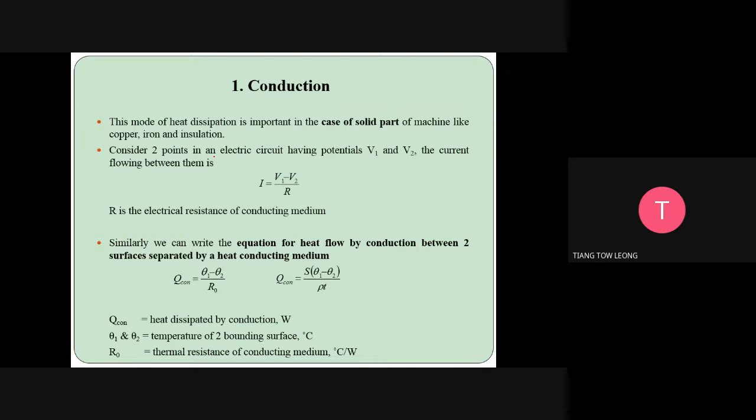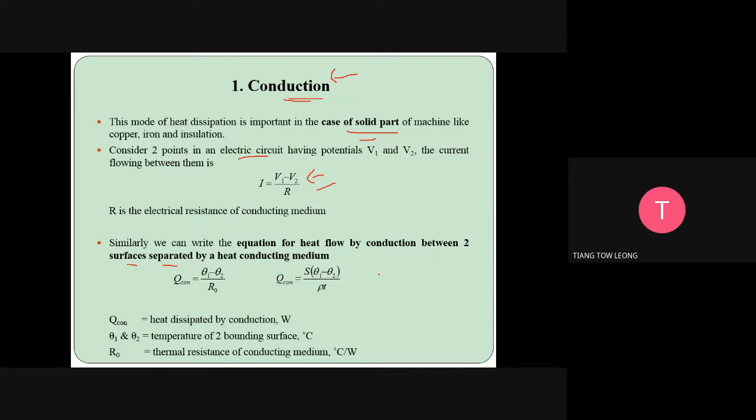So the mode of heat dissipation is important in the case of conduction. In the case of a solid part, conduction means energy transfer, I mean the heat release is passing through a solid material, if not mistaken. Then we consider two points in an electric circuit having a potential. I think this is not so important. So we can rewrite the equation for heat flow by conduction between two surfaces separated by a heat conducting medium.